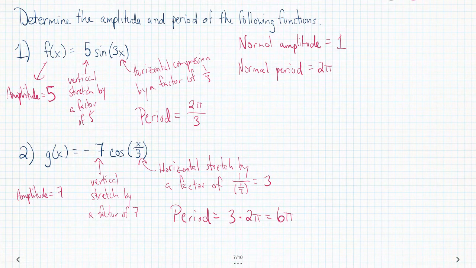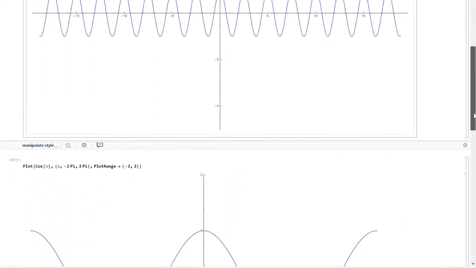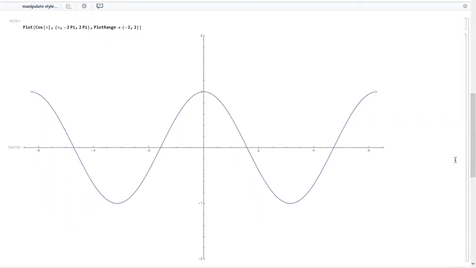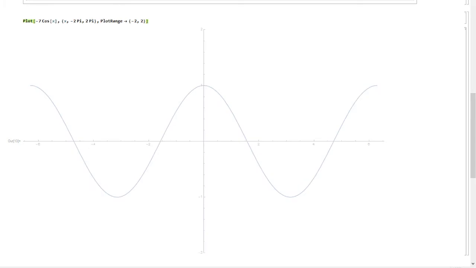Okay, and just in case you didn't believe me, I'll show you real quick. Once again, we'll pull up the graph. I think we had -7 cosine of x over 3, and it said 6 pi, so I'll go from -6 pi to +6 pi, so we can see what happens. Our plot range I'll have to adjust, and in order for me to get the whole graph, my claim is that we'll get from -7 to +7.